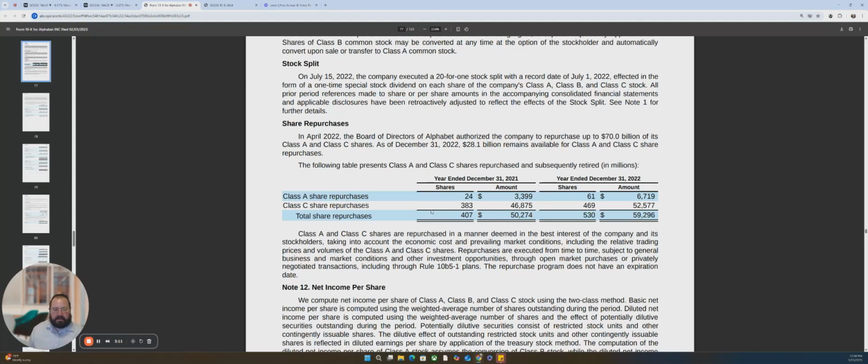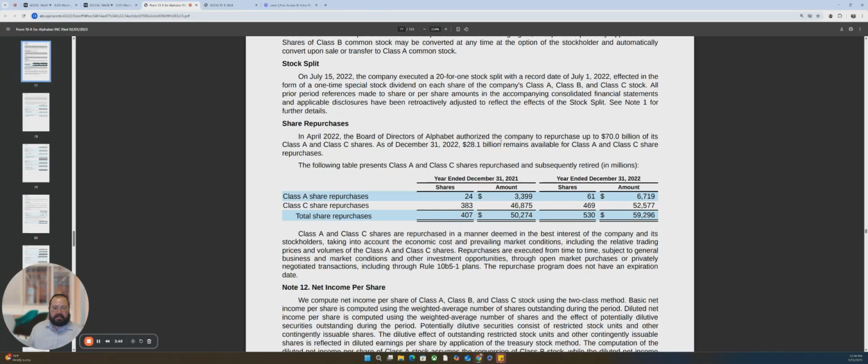So what we can see over here is that in total in 2021, they bought back and retired 407 shares. This is in millions, so it's 407 million. Now, just in case you're familiar, there was a stock split of 20-for-1, and that is accounted for, so you don't have to worry. Everything over here is based on that 20-for-1 stock split, as it actually mentions right above over here.